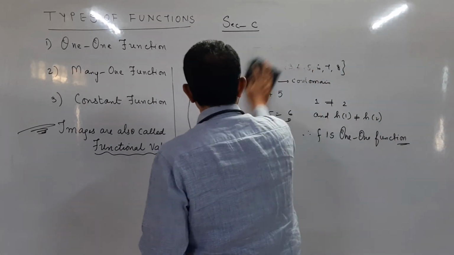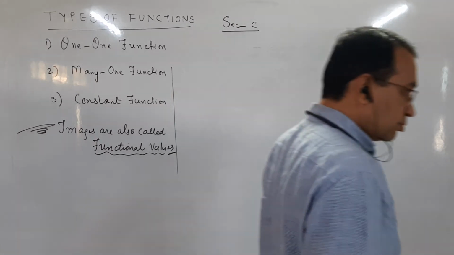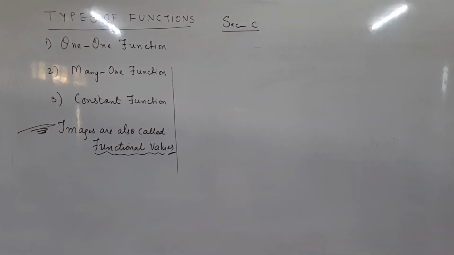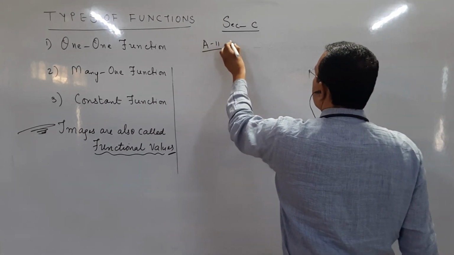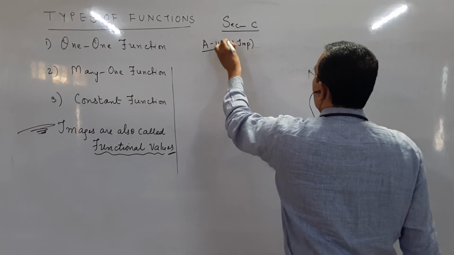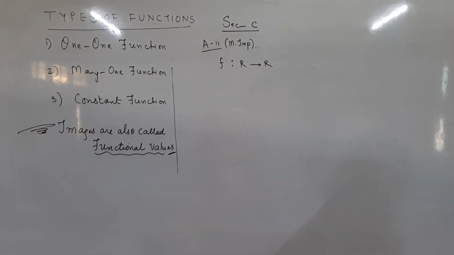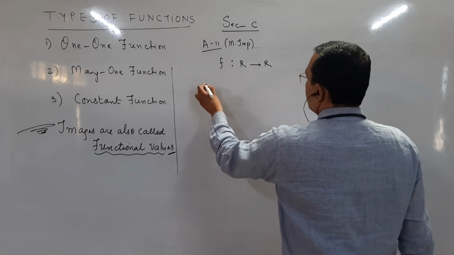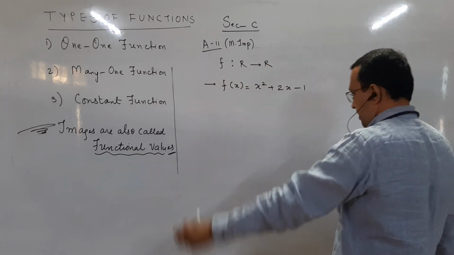So, students, here question number 5 and 6 are completed. Now, the most important sum of section C, and that is sum number 11. F is a function defined from R to R. Answer 11, most important. F is a function defined from R to R, and the functional rule is x squared plus 2x minus 1. Functional rule is f(x) is equal to x squared plus twice x minus 1.